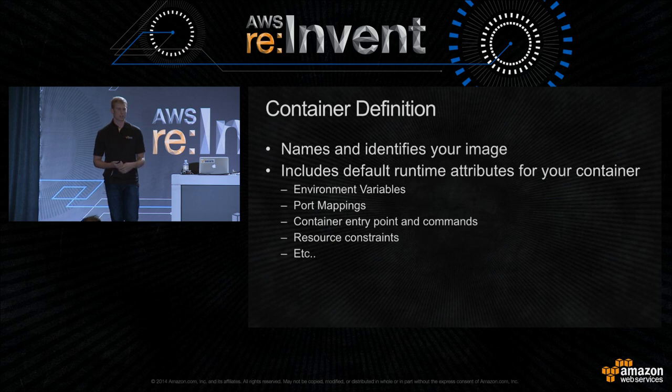The container definition also includes default runtime attributes for your container. These would be things that you would see if you were to do a Docker run command, like your environment variables, your port mappings, your container entry point and commands, and resource constraints. Why we do this is because oftentimes these are very static, and they're a key part of your application. Like these environment variables have to be there. By forgetting them at runtime, you're putting yourself more prone to runtime errors. By checking this in and versioning it, you can keep it all the same.